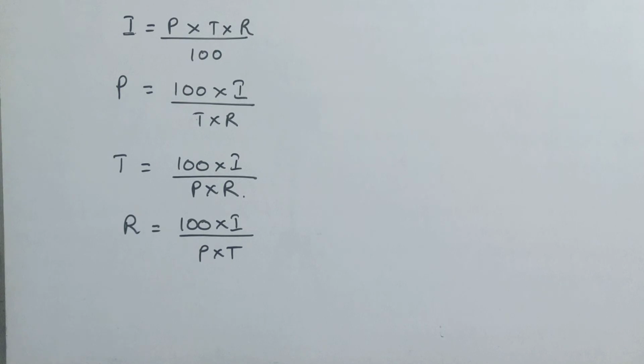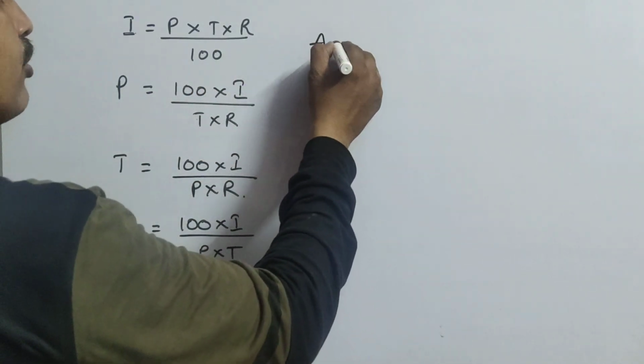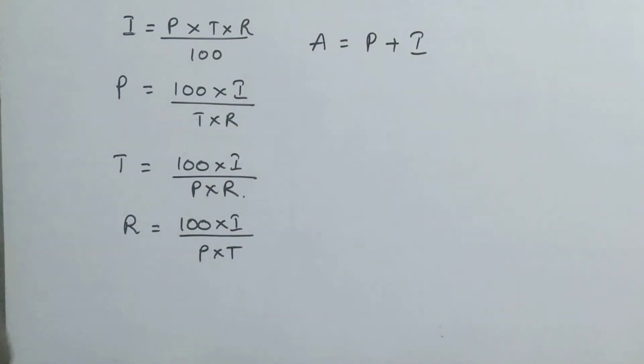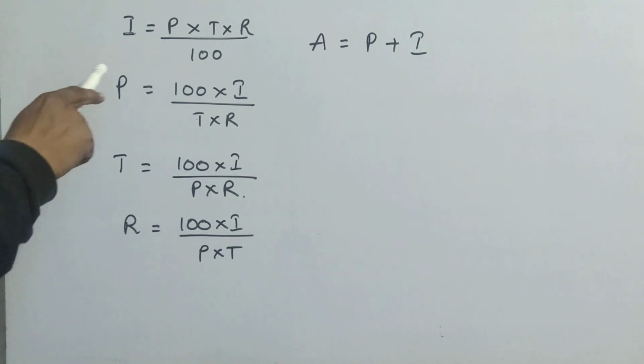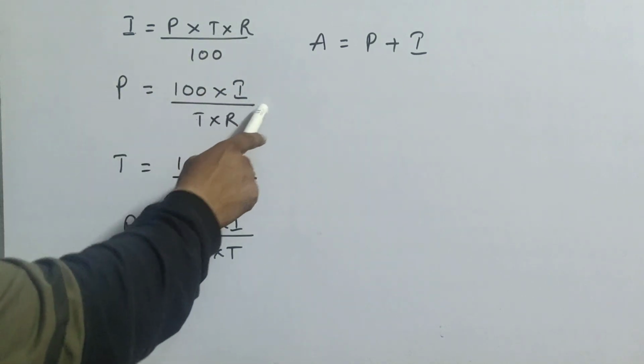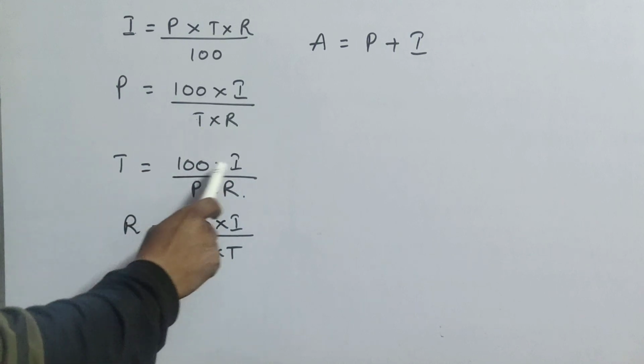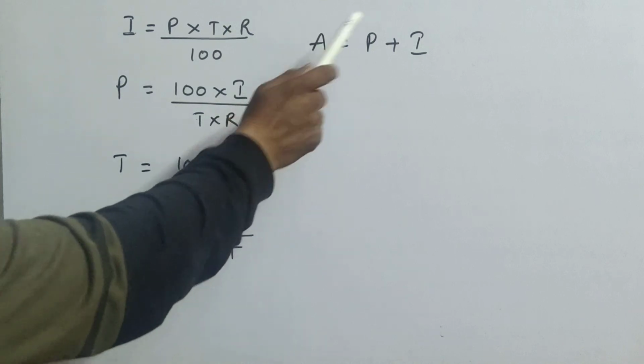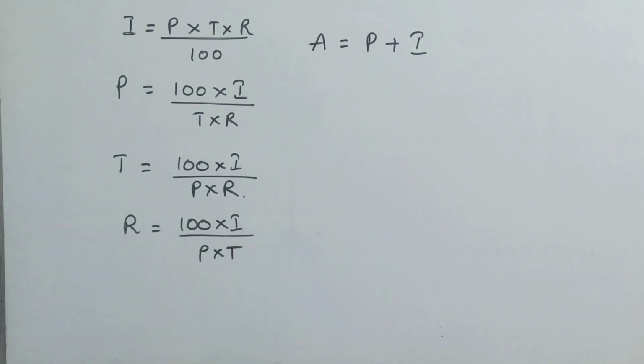So these are the direct formulas you can use according to the question. And when they ask for amount, that means A, amount is equal to principal plus interest. So these are the formulas you have to note down in your CW, children. I equals PTR by 100, P equals 100 into I by T into R, T equals 100 into I by P into R, R equals 100 into I by P into T, amount equals P plus I. Okay, is it clear? Now based on that, there are sums, we'll go for that.